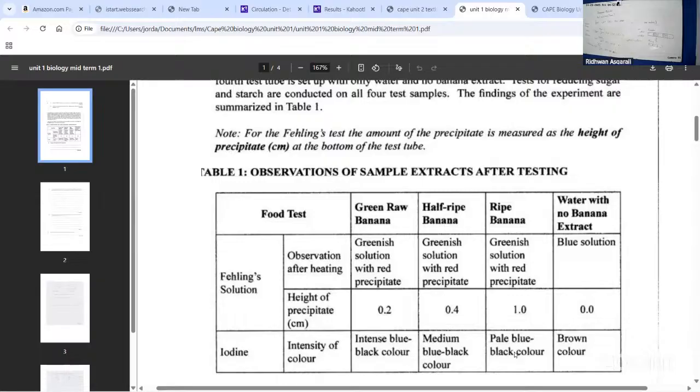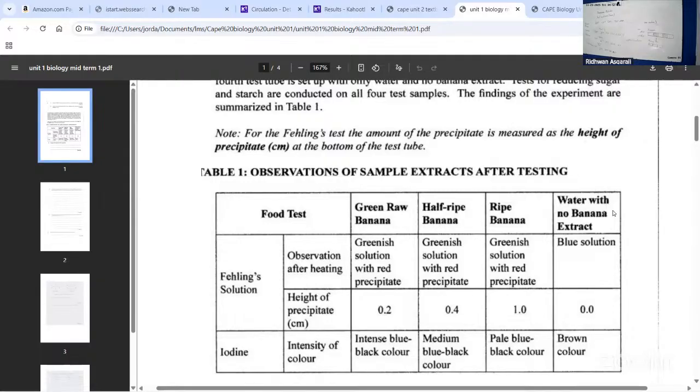So what does that pale blue-black color indicate? Starch is present, but in high amounts or low amounts? Low amounts. Okay. What's the point of using a tube of water without banana extract? What does it act as? Control, right? Would it be a positive or negative control?